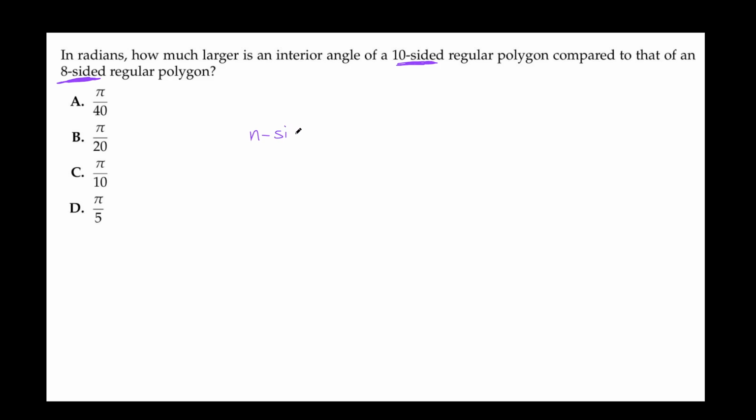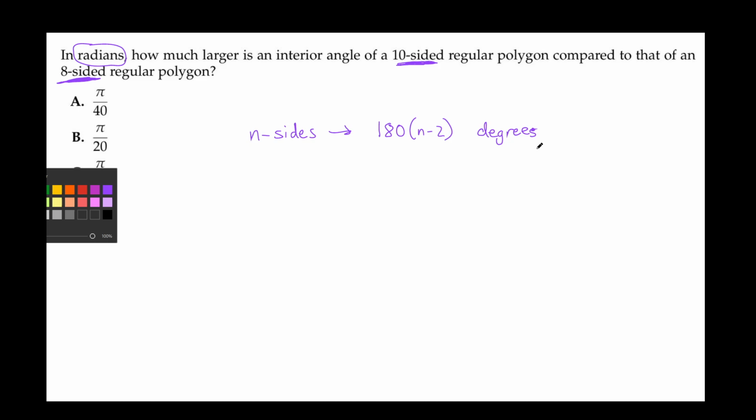It's supposed to be the case that if a polygon has n sides, it's supposed to have 180 times n minus 2 degrees. That being said, I do notice that the question is not asking us for degrees, it's asking us for radians. So even though I could convert to radians later, it might save us a little bit of time to actually convert this to radians straight away.